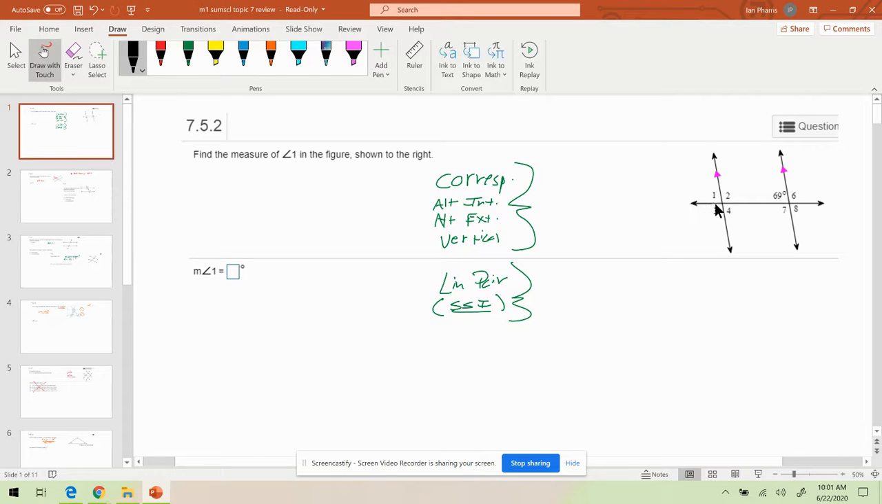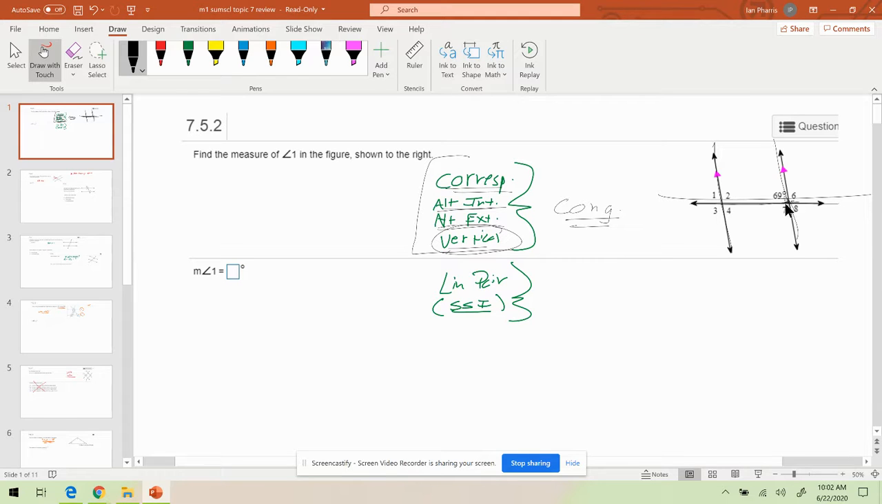So I wrote down a little thing for you to remember right here. These 4 types of named angles, when you have parallel lines cut by a transversal, are congruent. So if they're corresponding angles, alternate interior, alternate exterior, or vertical angles, well, vertical angles anywhere are congruent. Corresponding angles are angles that have the same relative position to the intersection.